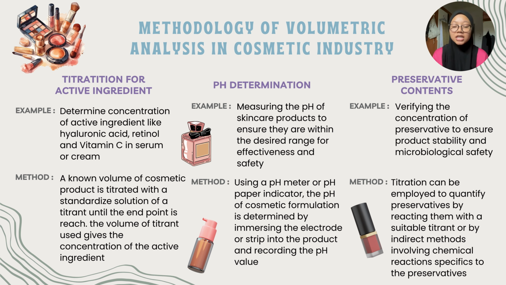Secondly, pH determination. For example, measuring the pH of skincare product to ensure they are within the desired range for effectiveness and safety. The method, using a pH meter or pH paper indicator. The pH of cosmetic formulation is determined by immersing the electrode or strip into the product and recording the pH value.